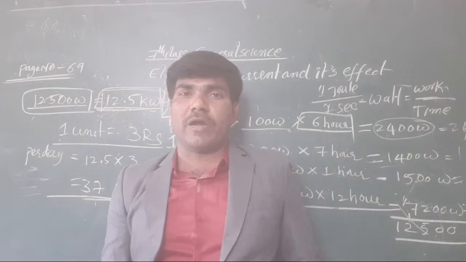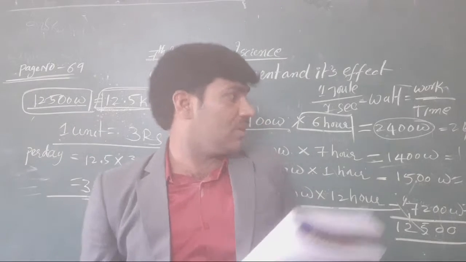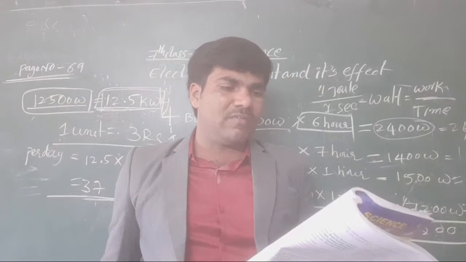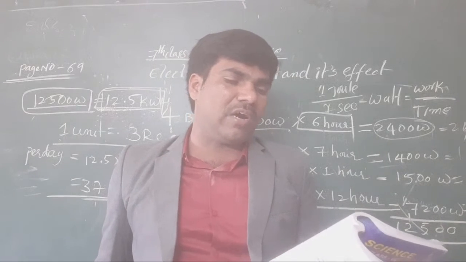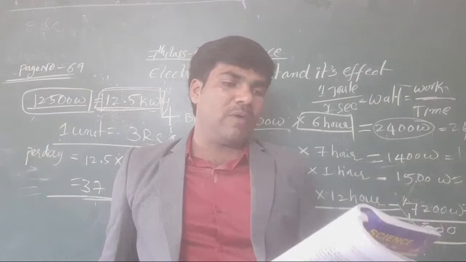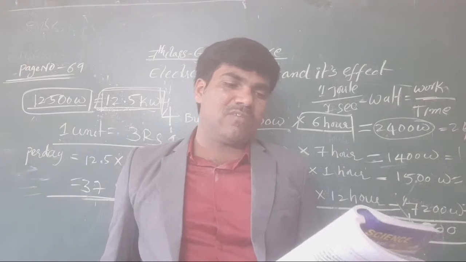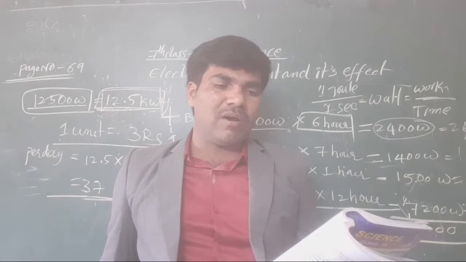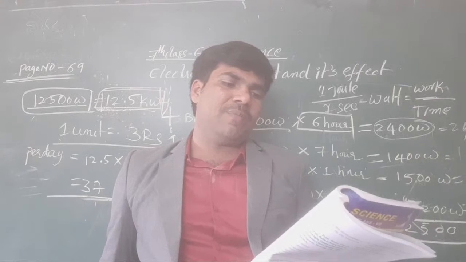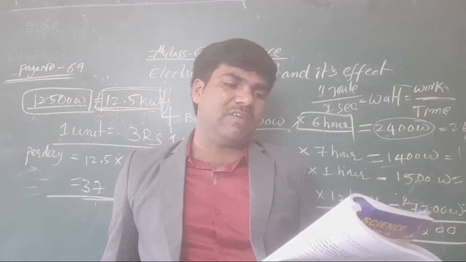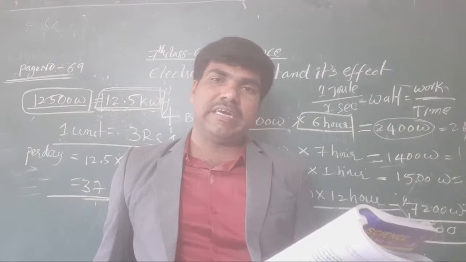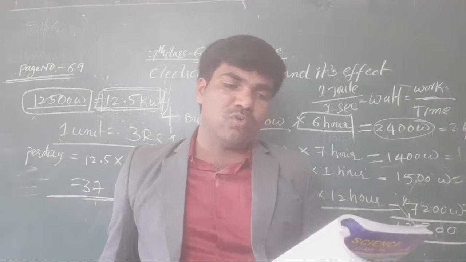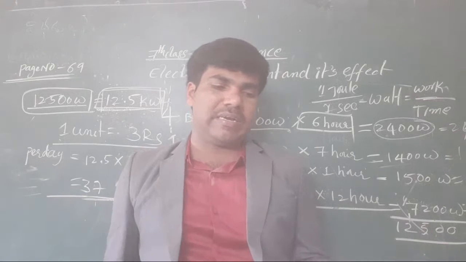Come to the second problem. It is the same as in our textbook. Suppose in a house we found 4 bulbs of 100 watts each, 6 bulbs of 60 watts each, and 6 bulbs of 40 watts each. All of them are used for 2 hours per day. How many units of electricity will be used in 30 days, and how much will they have to pay at the given rate per unit?